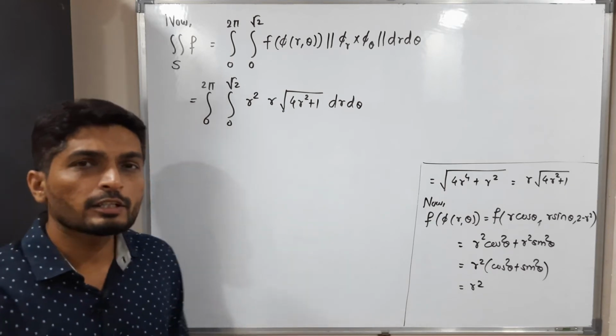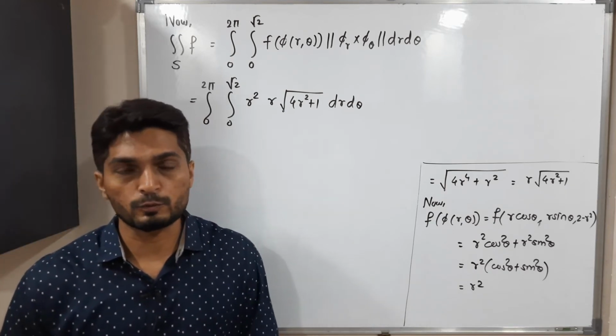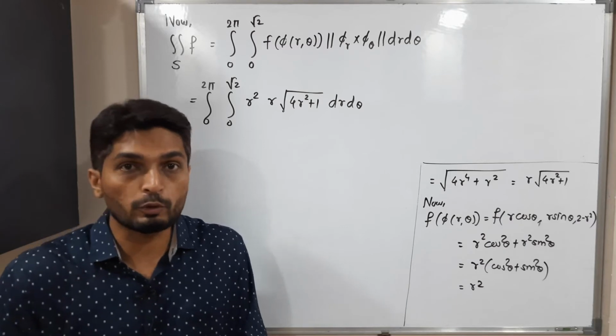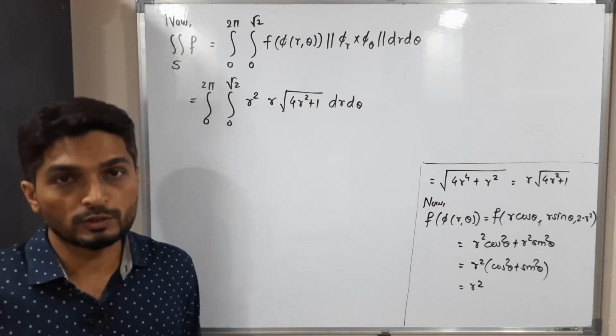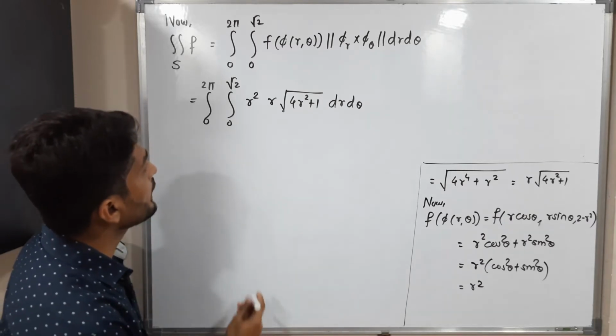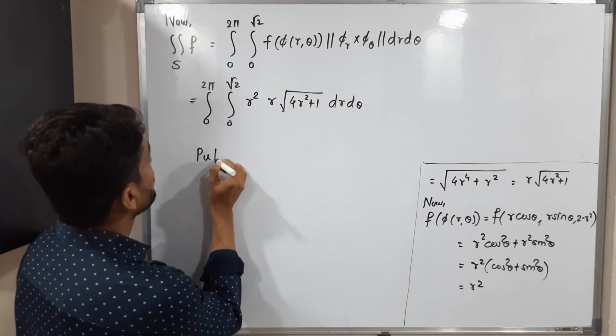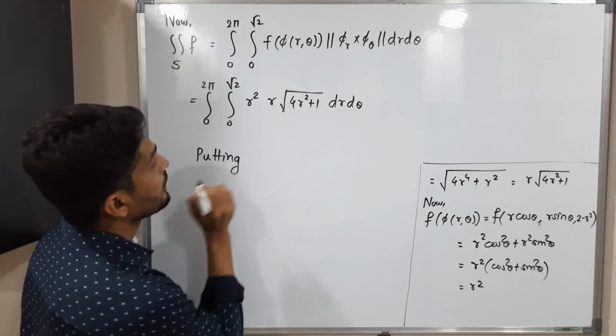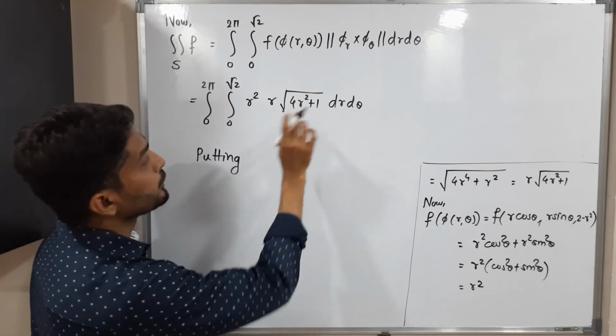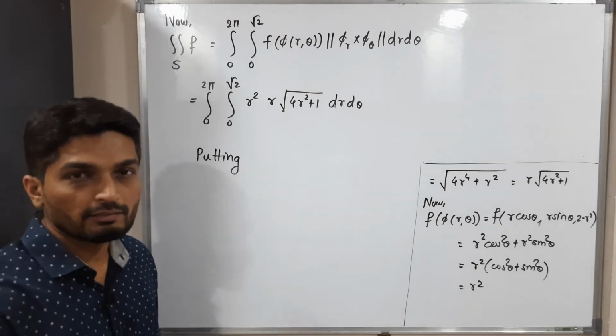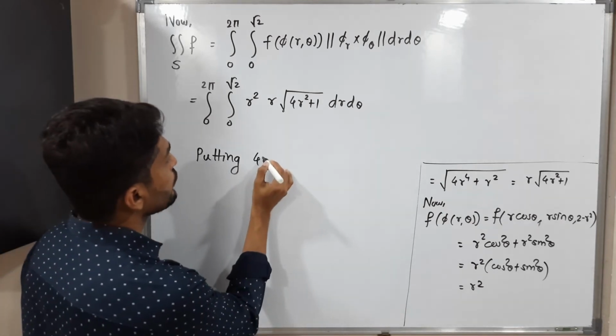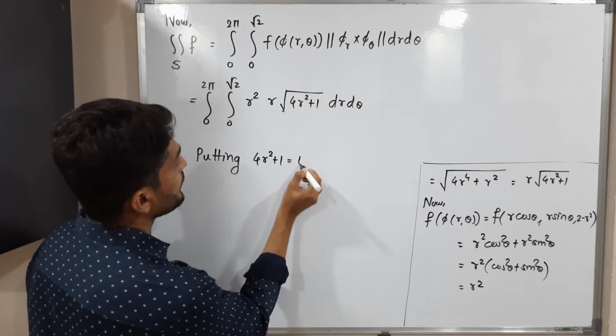But see, this integration is looking complicated. So what will I do? I am going to substitute. I am going to put something to make it more simple. What shall I put? Any suggestions you have? I am going to take whatever is inside the square root and consider that as t. So 4r square plus 1 is equal to t.